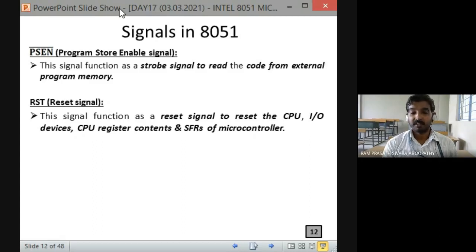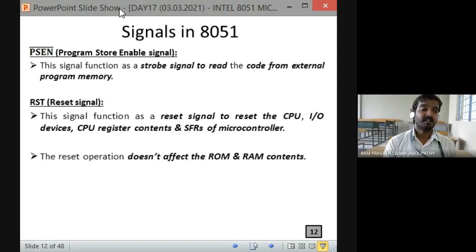Yes, active high. So if the RST pin is maintained at logic high, the microcontroller will get reset. Fine. So the CPU and the internal IO, everything will get reset except the memory. On-chip ROM and RAM will not get affected during the reset operation. Please kindly note this down. What will not happen to program memory and data memory? They will not be reset. The CPU and all the IO components will get reset whenever the RST pin is pulled high. So the reset operation doesn't affect the ROM and RAM contents.